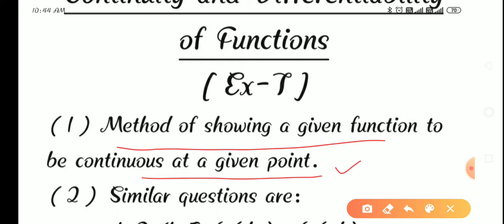But if a function is given and you have to show that the given function is continuous at a particular point, and you don't have to use a graph, without graph you have to show. So how can you show? What is the method of showing a given function to be continuous at a particular point? So that thing I am going to tell you.